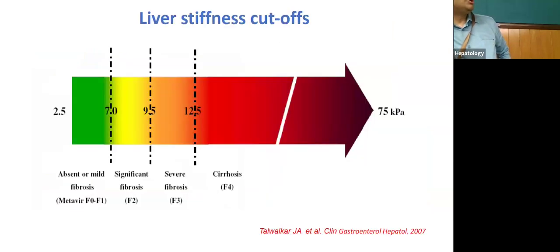So what are the different cutoffs? If you see the studies of fibroscan, a value of more than 12.5 would be suggestive of F4 fibrosis in most of the etiologies. And a value of less than 7 is suggestive of a normal liver. So anything between 7 and 12.5 is significant or severe fibrosis.